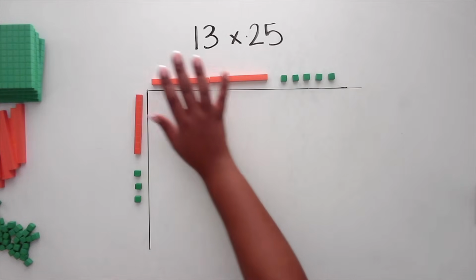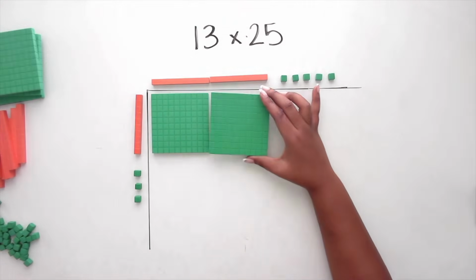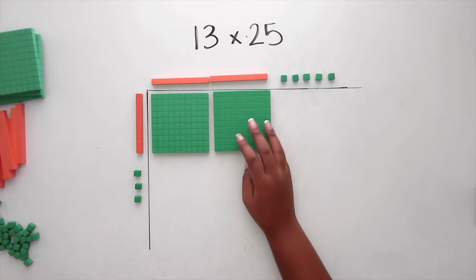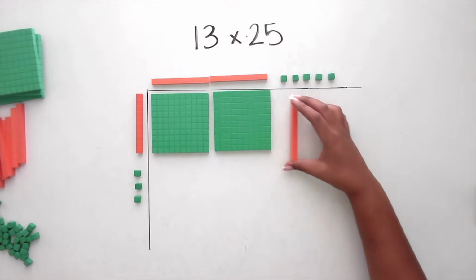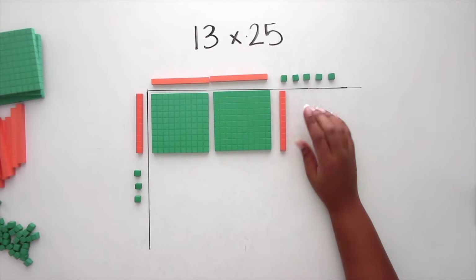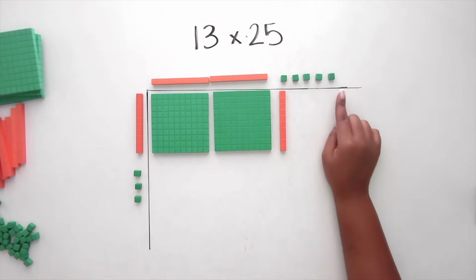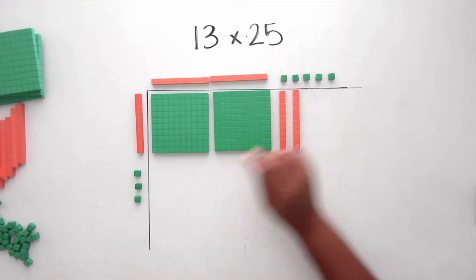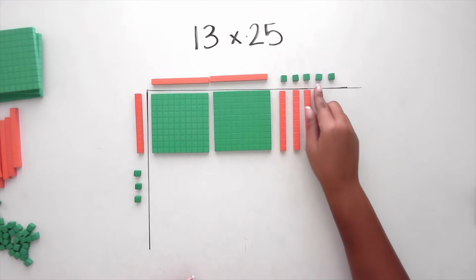10 times 20 equals 200 because 10 times 10 equals 100, and I'll do that twice for both 10s. 10 times 5 equals 50 because 10 times 1 equals 10, and I'll do that each time I multiply 10 by 1, a total of 5 times. 10 times 1 is 10. 10 times 1 is 10.